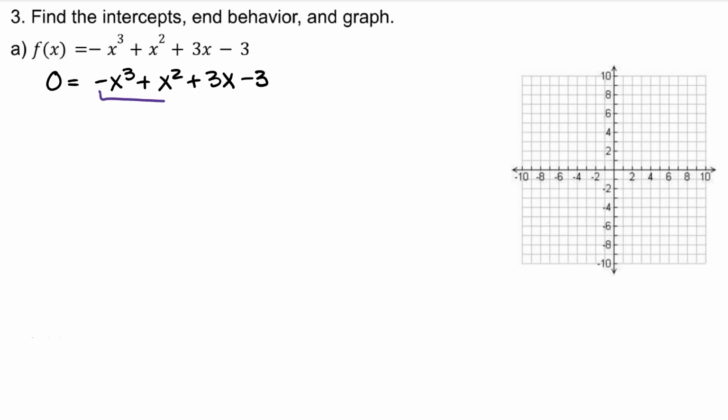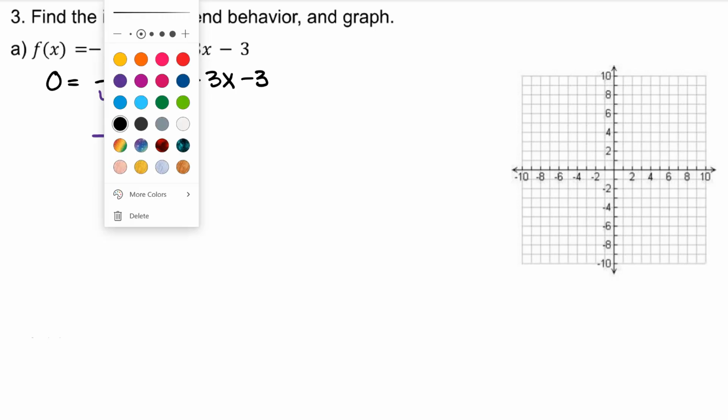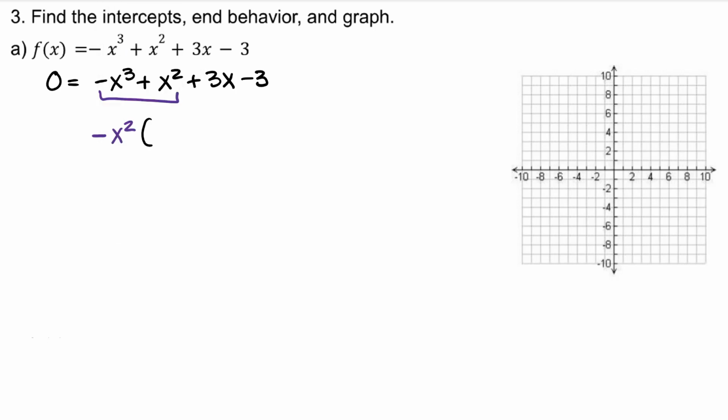To begin, you group the first two terms. What is the GCF of the first two terms? Because we start with a negative, we need to make that part of our GCF. Negative x squared goes into both of these terms. Now divide each of these by negative x squared, and you get x minus 1. Now take out the GCF from the next two terms. That would be 3 and positive 3.